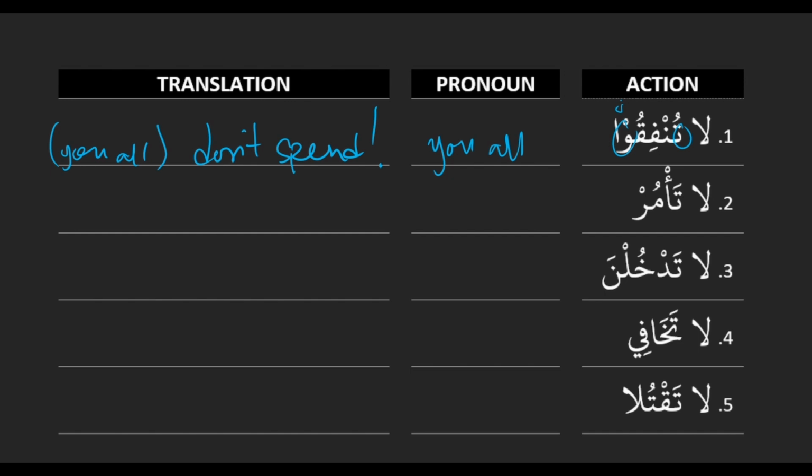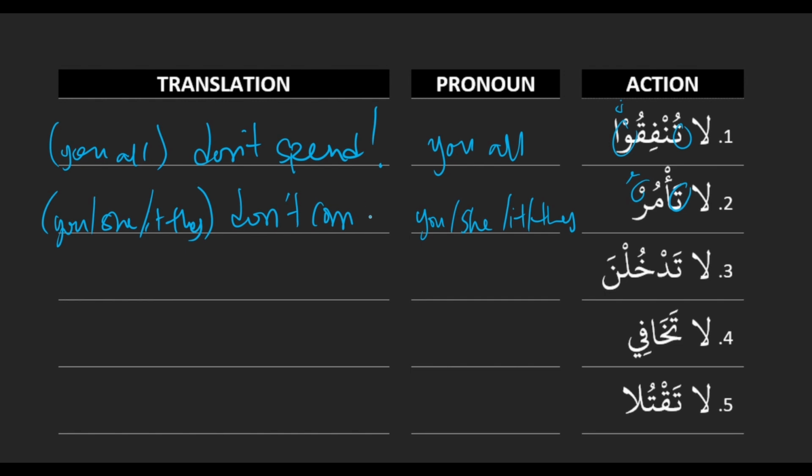Okay, لا تأمر. So the sukun at the end tells me that it used to be a lamma. Ta plus u is you, she, it, they. Yep, that's the overlap one. So you, she, it, they, do not command. Yeah, don't command. How can you say she, don't command?